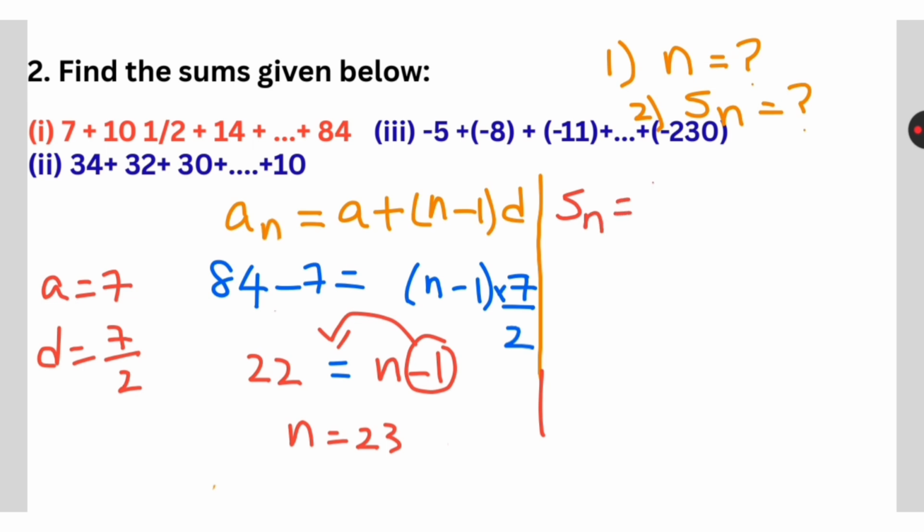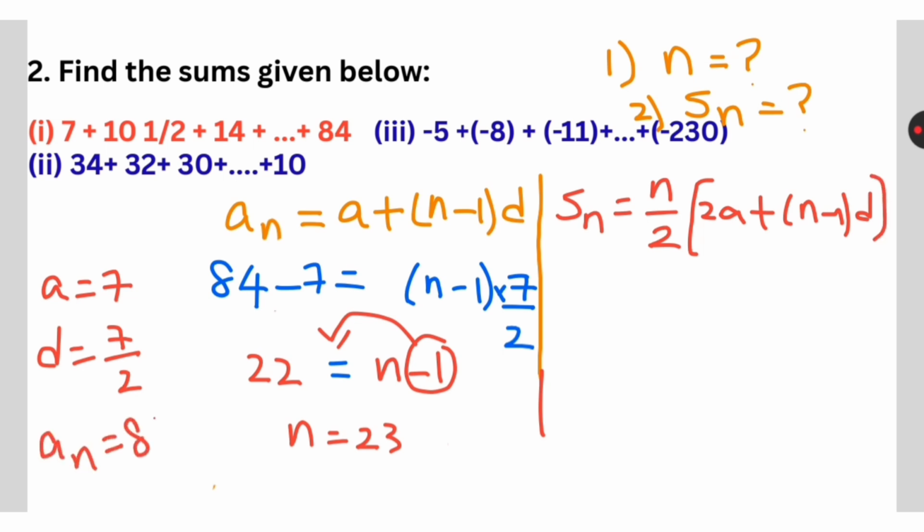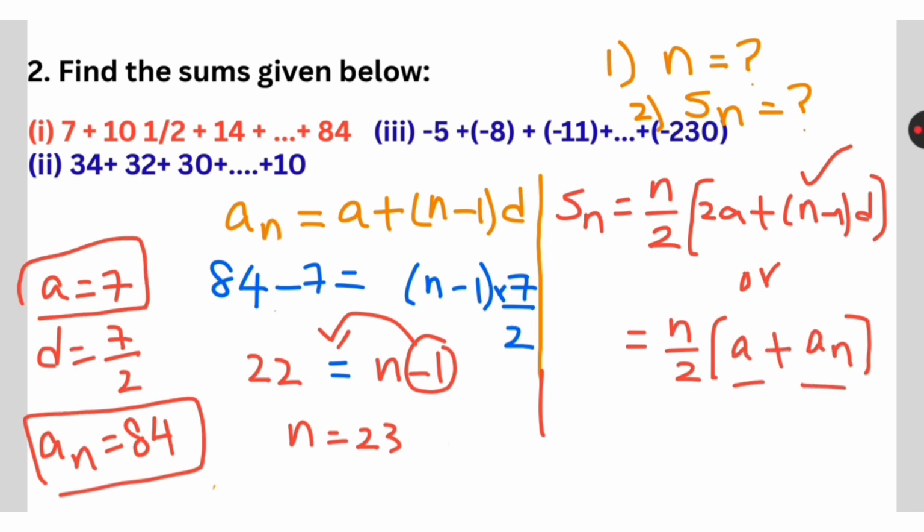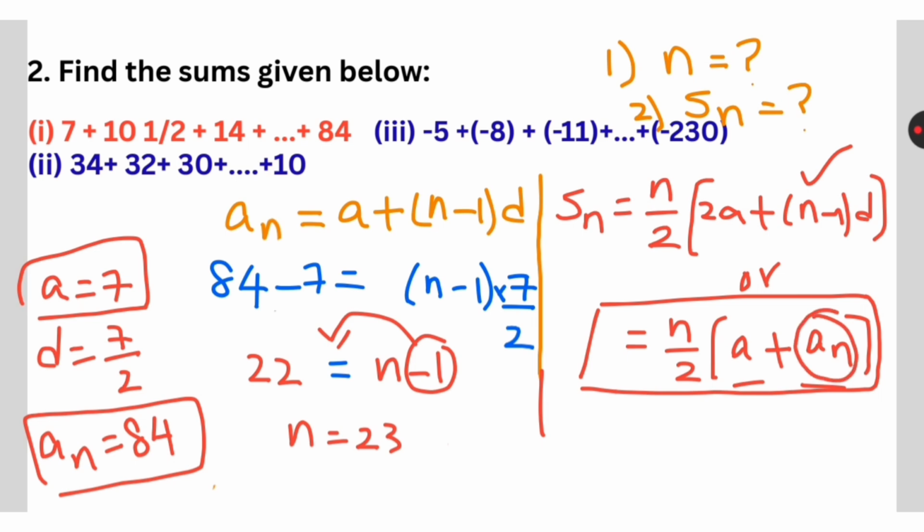Now we can find Sn, which is our second step. So for Sn, the formula is n by 2 times 2a plus (n minus 1) into d. You can use this formula. Here we know the nth term, which is an, that is 84. To find Sn, either you can use this formula or we have another formula. What is that? n by 2 times the first term plus the last term. We know the first and last term, so we can use this formula here, which is very easy. Anyone you can use. But here in this question, we know the last term, that's why we are using this formula. Let's use this formula and find Sn.